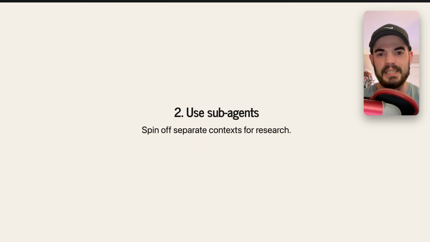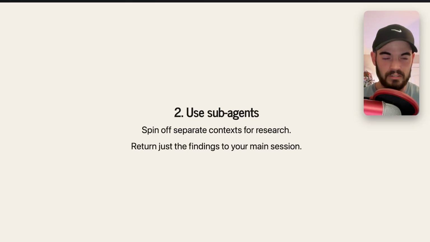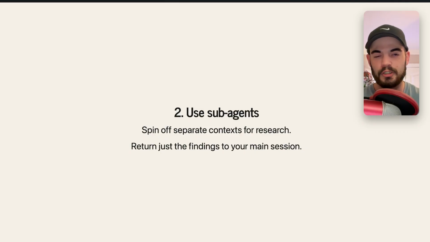The second idea is to use subagents. So you spin off separate contexts for research and return just the findings to your main session. And this is as easy as literally asking Claude, hey, I want you to spawn a subagent to go research, etc. It will actually do it, run it in its own contained window, and just report back the findings so it doesn't pollute the context window of your main agent.